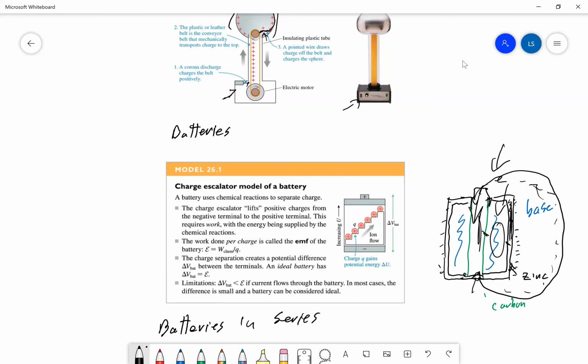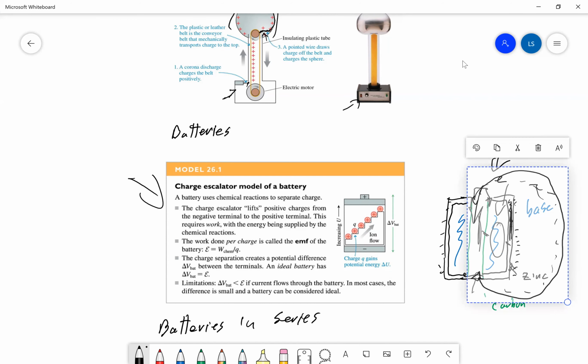When we talk about the physics of a battery, we use something called the charge escalator model, which is this thing, and works like this. We have an ion, and we talk about electricity as if positive things are moving, although it is the electrons which move the majority of the time. That just goes back to the first conventions with Benjamin Franklin. He thought positive ions were moving, so that's what we're stuck with.